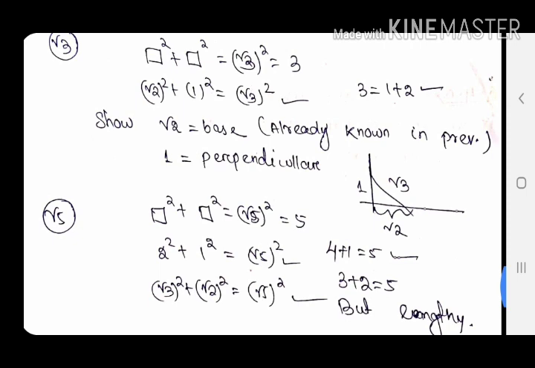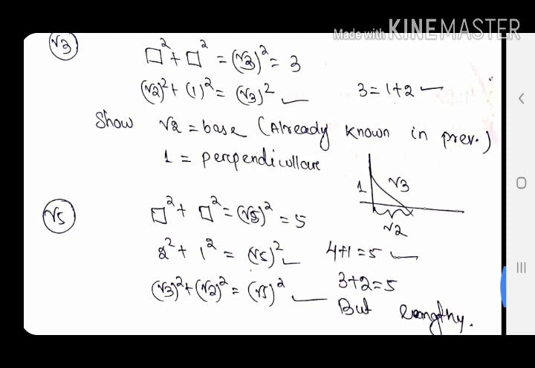Similarly, you calculate √3. You will take that on the perpendicular, then you will join the diagonal. Means first you will calculate √2, then you will calculate √3, then after that you will be able to calculate √5. So it is always easy to think of such numbers. It is always easy to think of the square numbers.